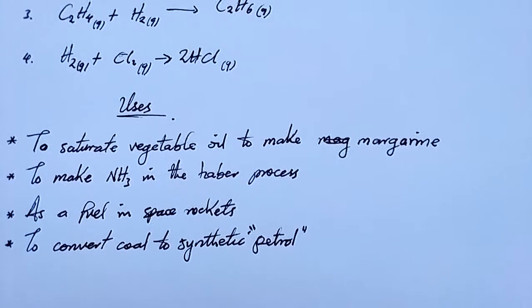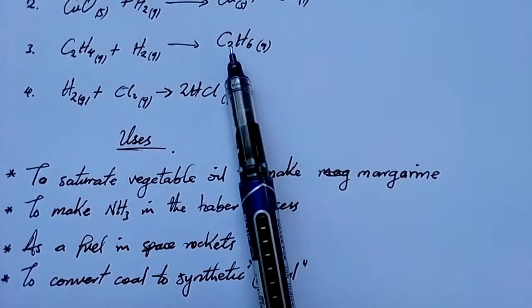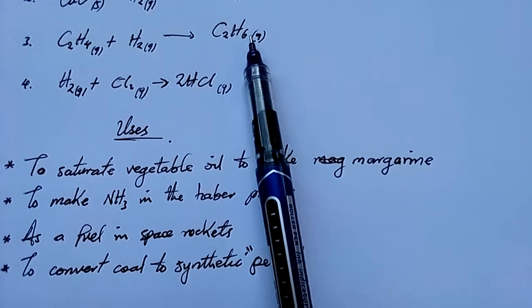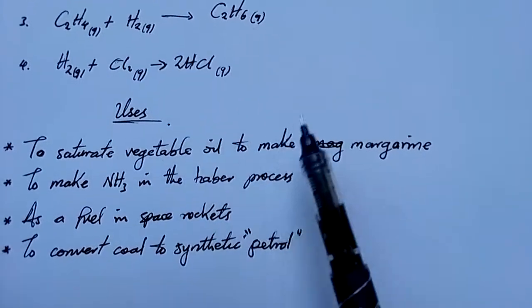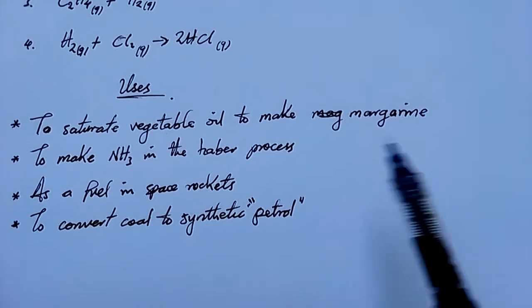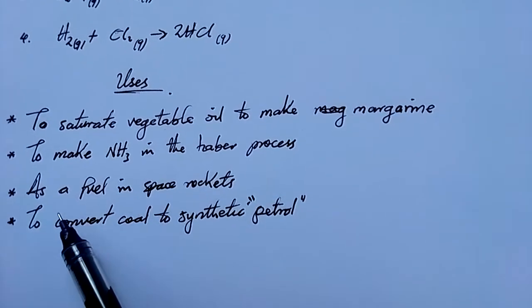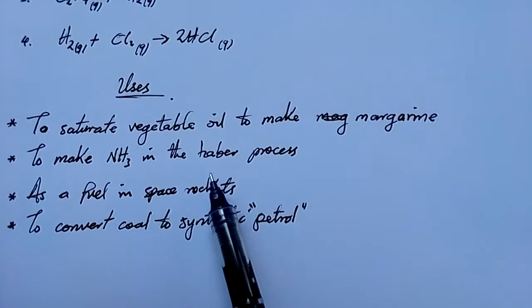Uses of hydrogen: number 1, to saturate vegetable oil to make margarine. It is a hydrogenation reaction, so the same is applied to vegetable oil to make it margarine. Number 2, to make ammonia in the Haber process. Then it is used as rocket fuel in space rockets.